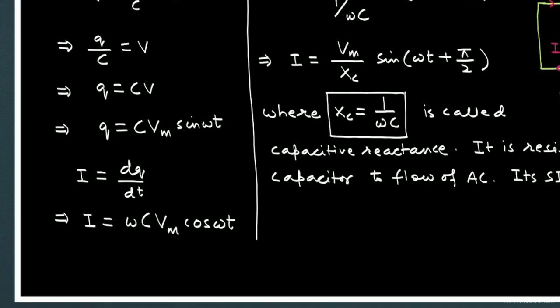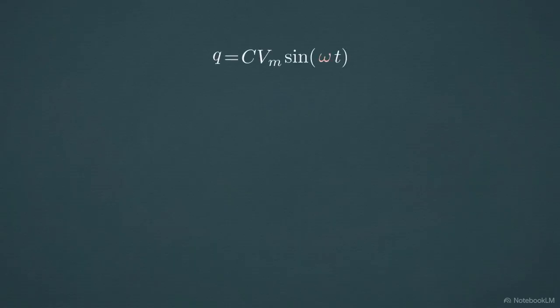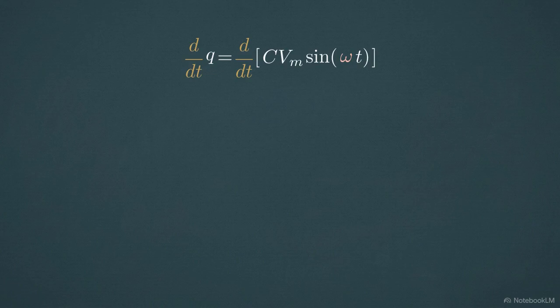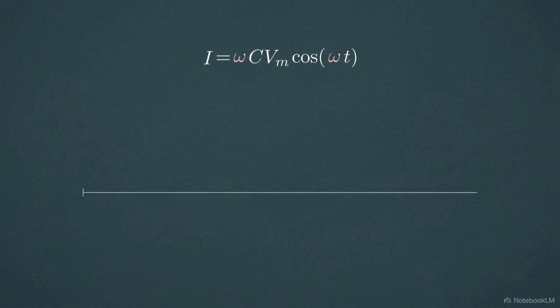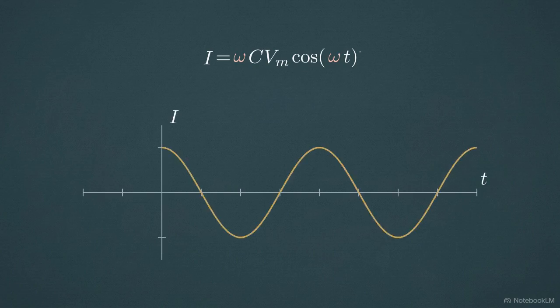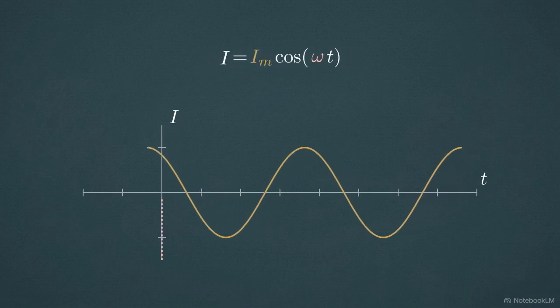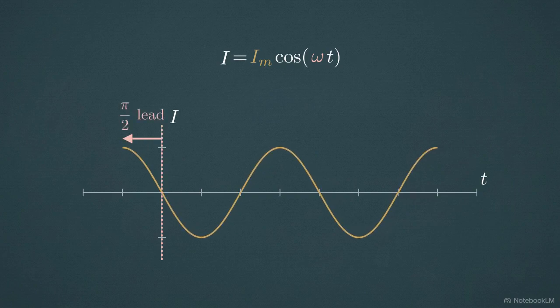To find the current, we look at the rate of change of charge over time, expressed here by the derivative dq/dt. Differentiating our charge equation brings the angular frequency, omega, to the front and transforms the sine function into a cosine function. Mathematically, this derivative operation confirms that the current waveform follows a cosine path. Using trigonometric identities, we can rewrite this cosine wave as a sine wave that has been shifted forward by 90 degrees, or pi over 2 radians.